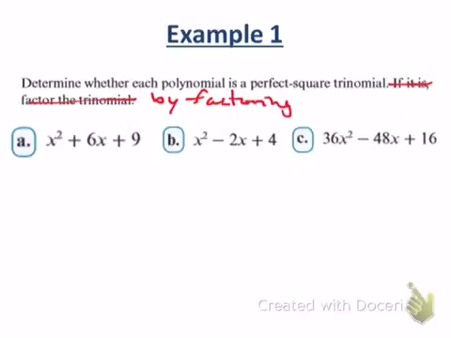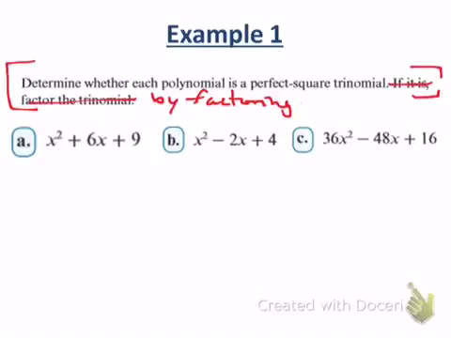We're just going to factor the expression and see if it's a perfect square trinomial or not, like we always do. You'll see these directions a lot in your homework. I don't want you to do what it's saying. I want you to see if it's a perfect square trinomial by factoring it.